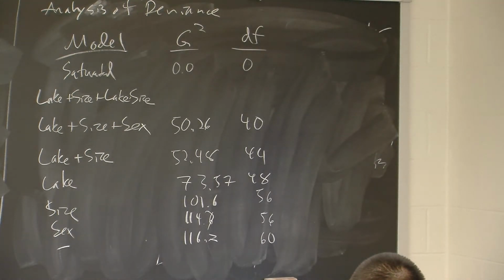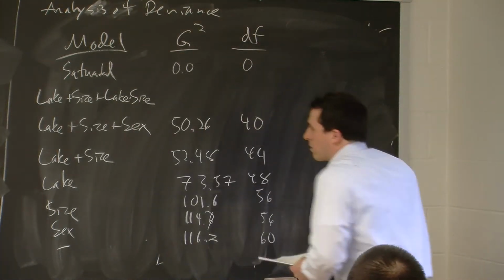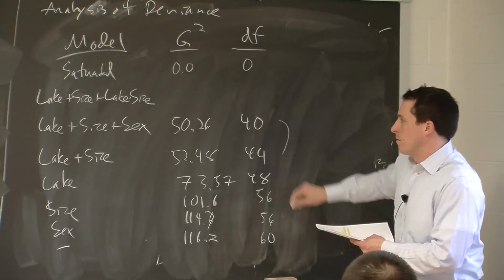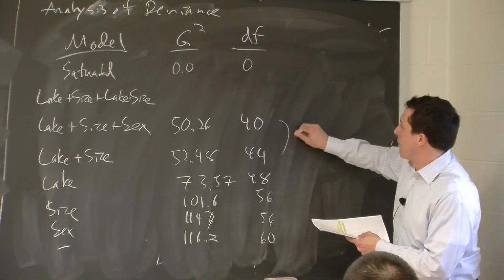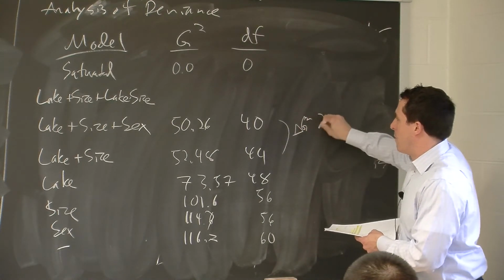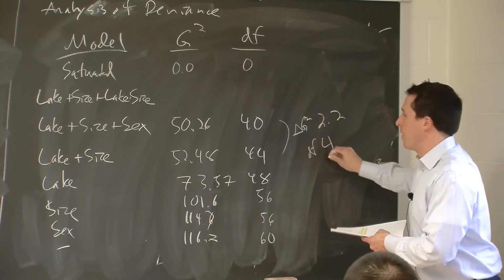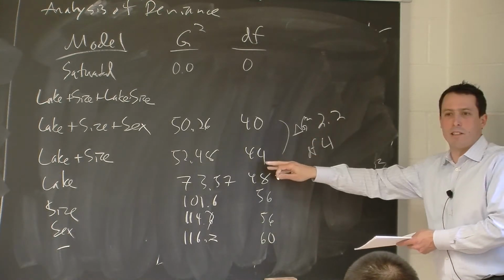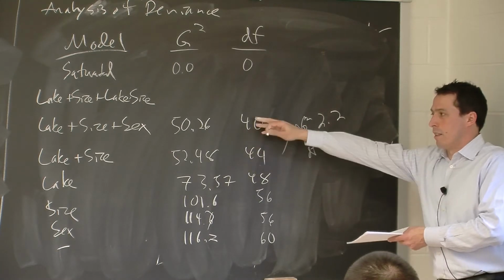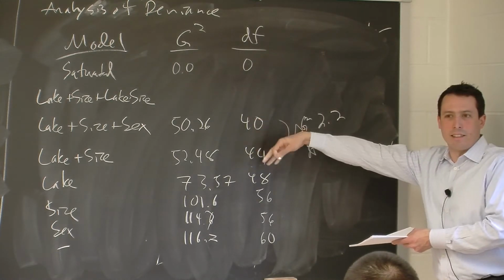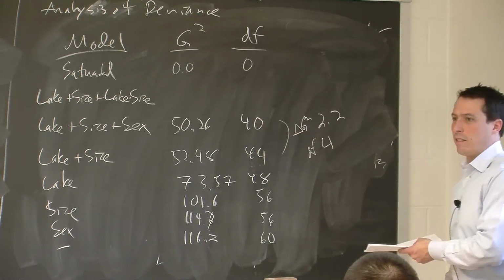And from such a table, you can, as we've been doing, make calculations. Now we have a delta G squared of about 2.2 with 4 degrees of freedom. So we can see immediately that this formally says including gender, given both lake and size, does not give a significant reduction in deviance.